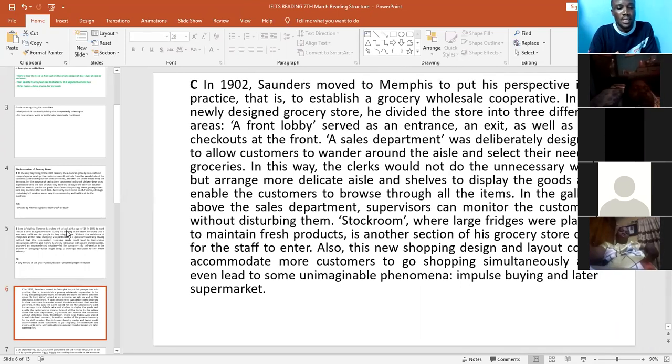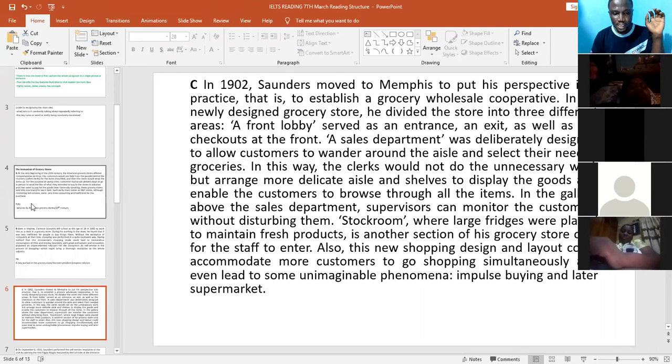So now I will read. In 1902, Saunders moved to Memphis to put his perspective into practice. Now, one of the strategies I'm going to teach is still hidden: when you are reading the paragraph, read a paragraph, check your question. Don't finish all the passage before checking your question. I will still teach that when you start answering questions. But this paragraph is talking about Saunders putting his idea into practice.